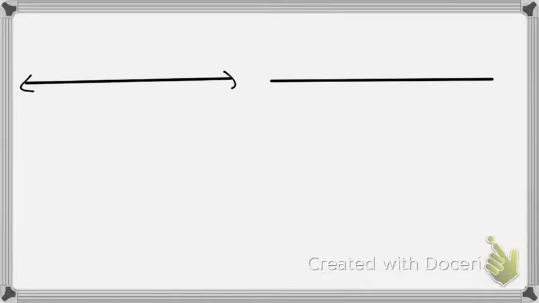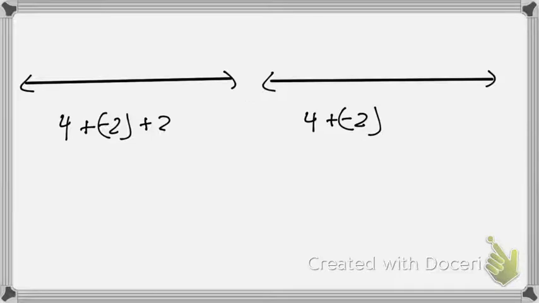Let's see. Change it to 4 plus negative 2 on the left, plus 2. And then on the right, we do 4 plus negative 2, subtract negative 2.